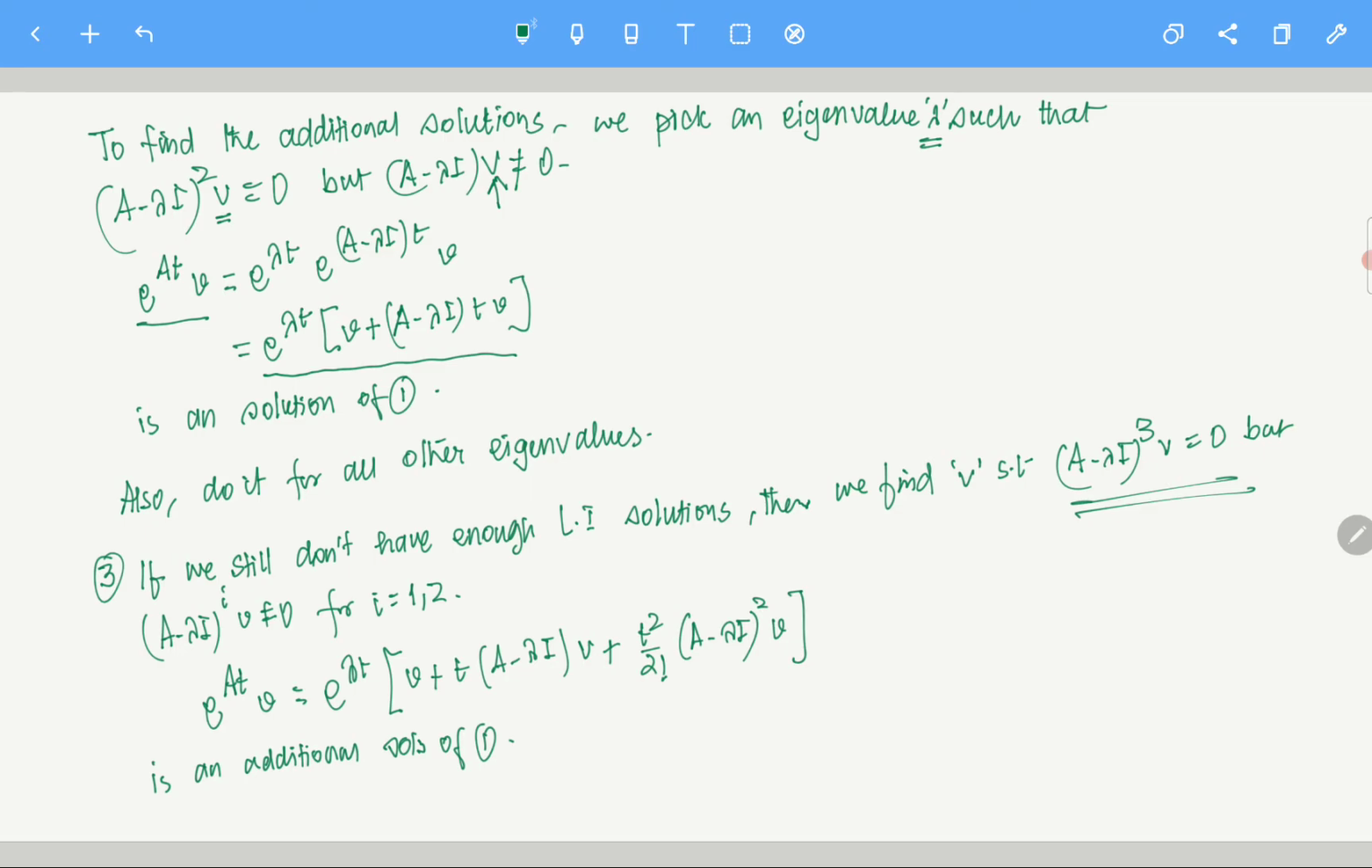Clear? So you do realize that now I have another solution. Now, one question is this: do you really think that these are linearly independent solutions? You guys can actually check that they are going to be linearly independent. I am leaving this part to you guys. Please check that they are linearly independent to the original solutions which you have already obtained.